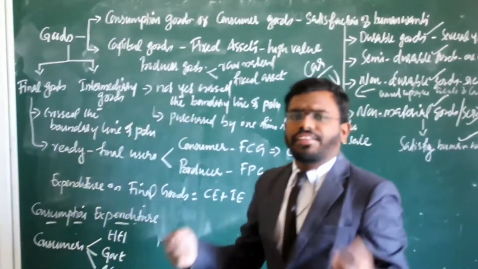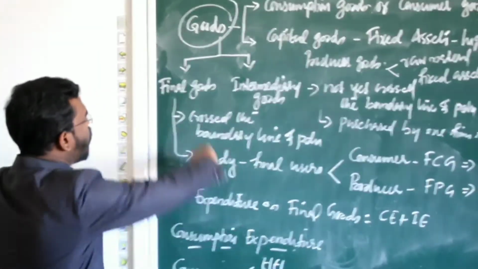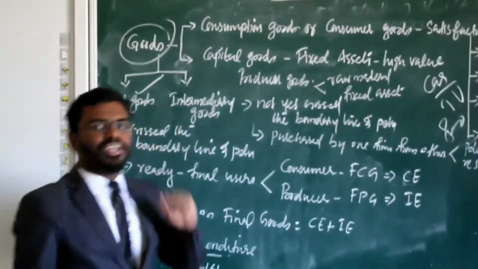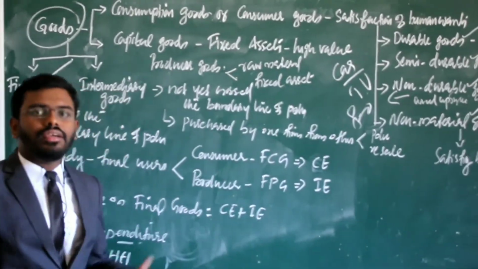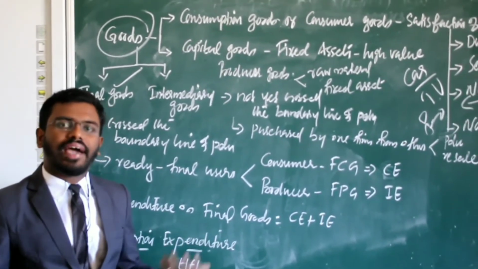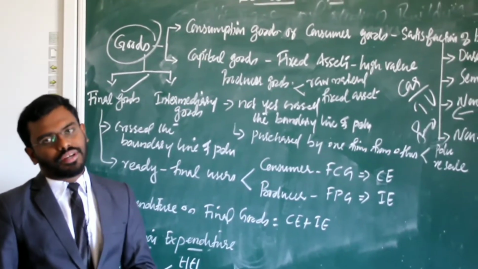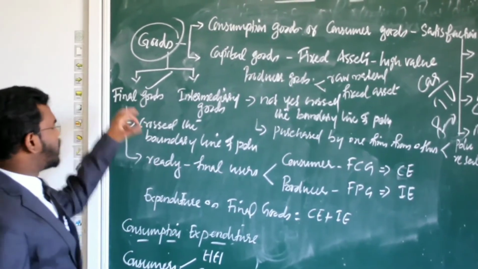In another way, we can classify these goods as final goods and intermediary goods. So what are final goods and what are intermediary goods? Firstly, we can discuss final goods.